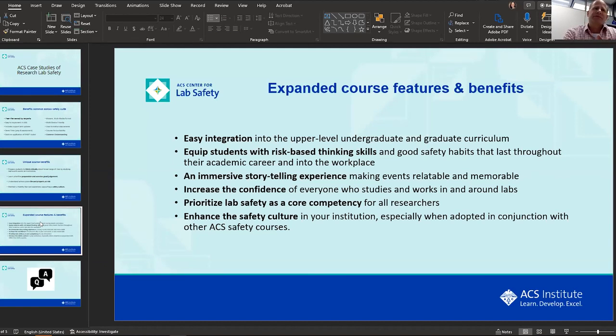And it is an immersive storytelling experience so that we're not lecturing, but we're helping to let them learn the wisdom of the mistakes of others. Again, this prioritizes lab safety as a core competency and benefits the overall culture for an institution as a whole.